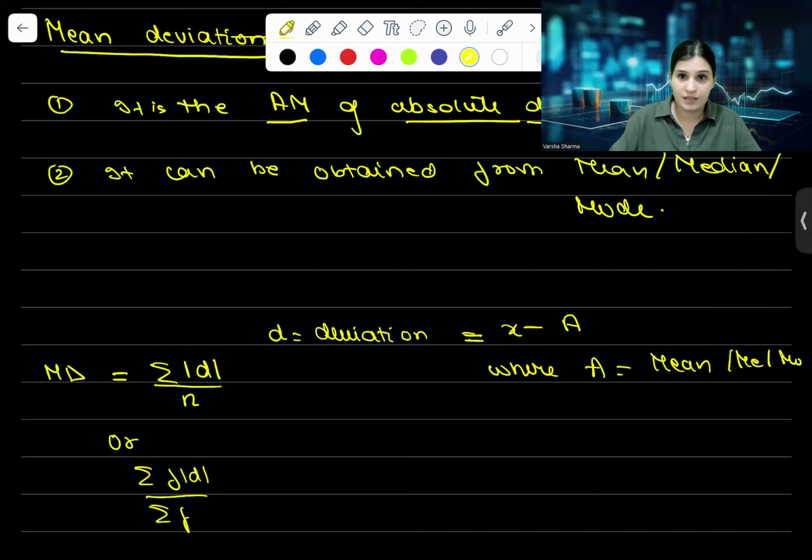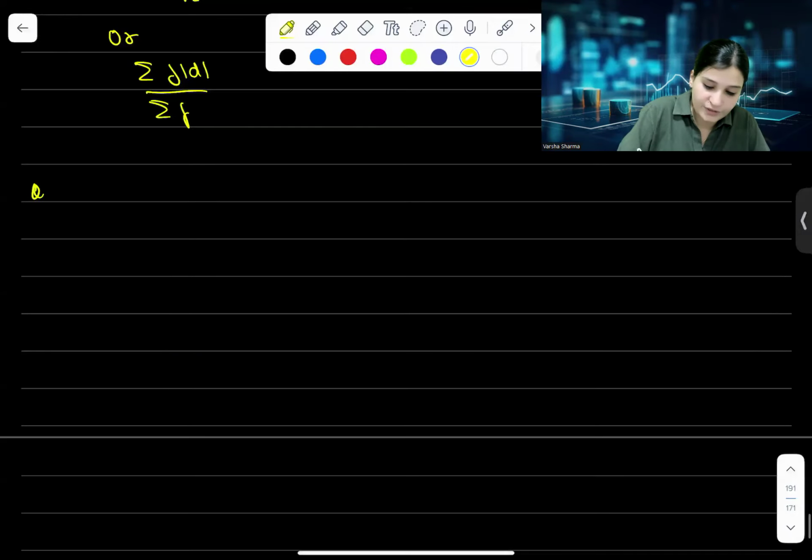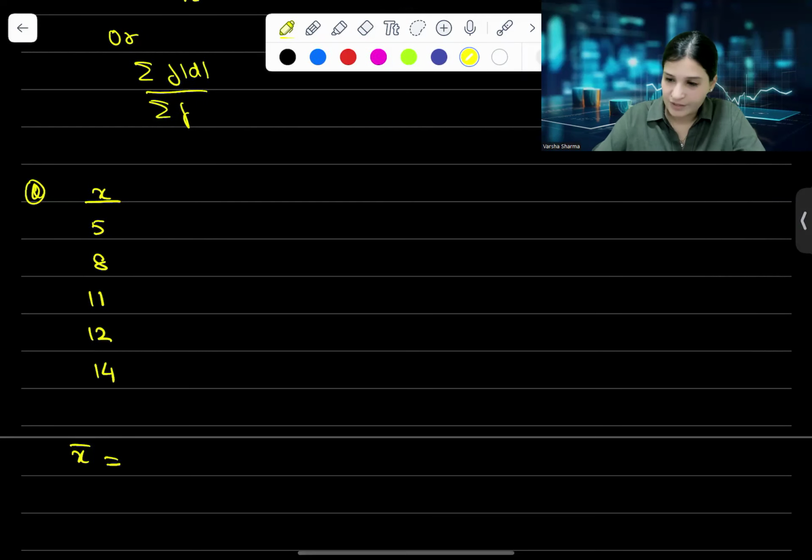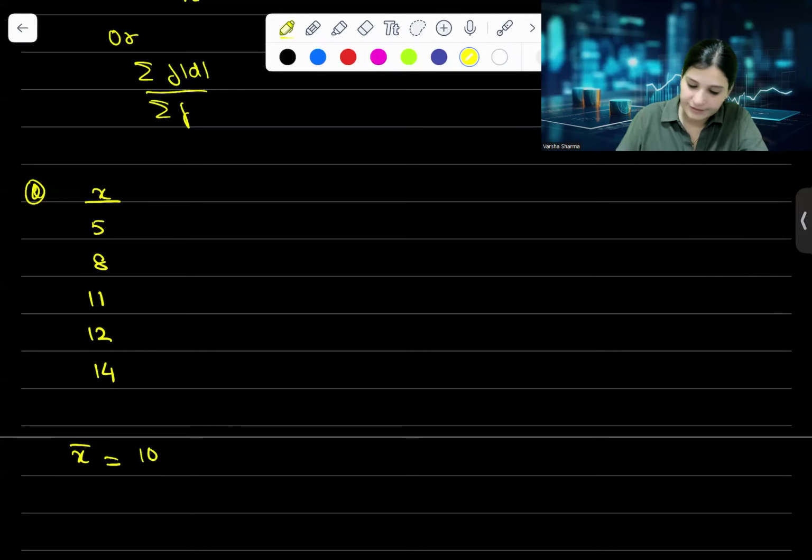Yes, ma'am. Question. X, individual series: 5, 8, 11, 12, 14. Can you tell me what is the mean here? How do we find mean? Sum of the observations by number of observations. What is the mean? 10, ma'am.